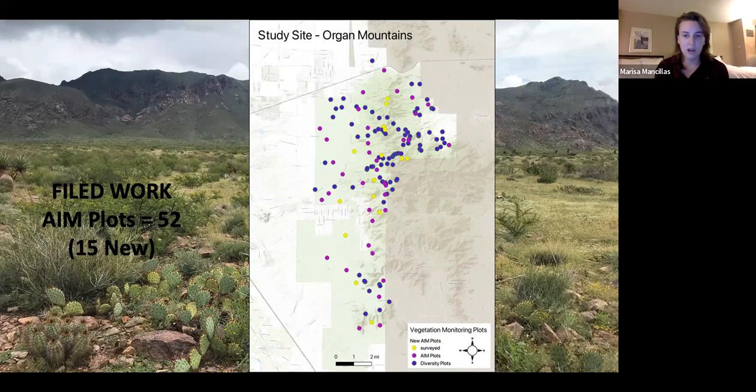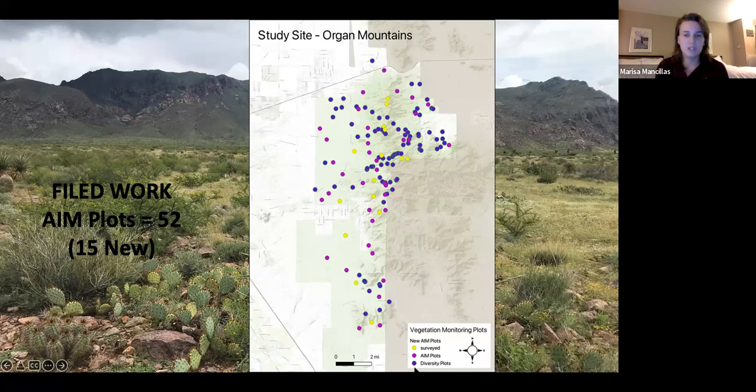So including the 15 plots that I contributed, now I have 52 AIM plots in the Oregon Mountains. So it's the purple dots and the yellow dots. The yellow dots are the ones that I contributed, and I'm hoping to go back and do some more.